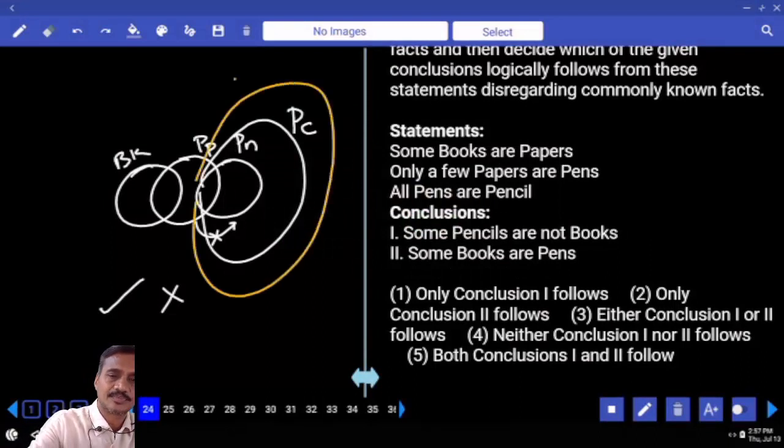Of course, the book. Hence, alternate diagram 2, previous conclusion false. Now in this case, some books are papers, and also book and paper, they were not interested. Some books are pens were not interested. So, what is your answer? Neither one nor two. So, that is question number 24. Then 25.